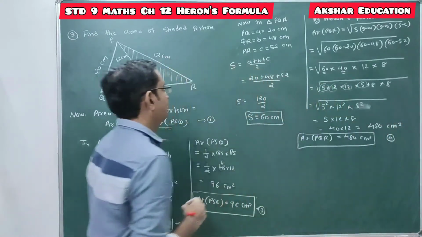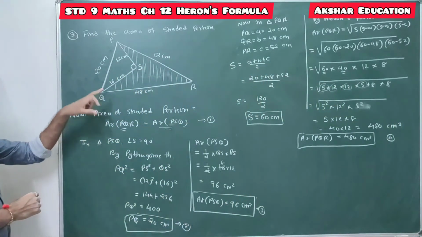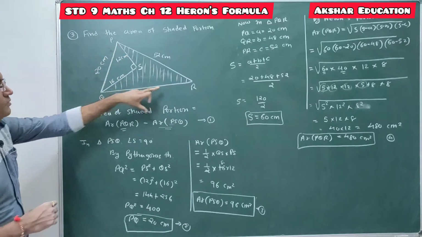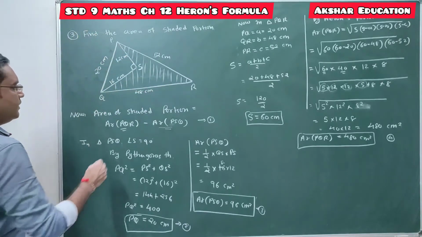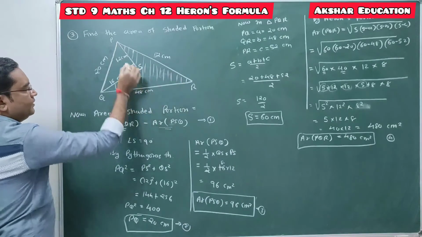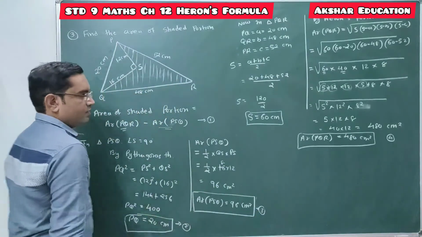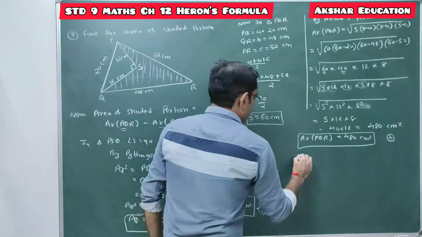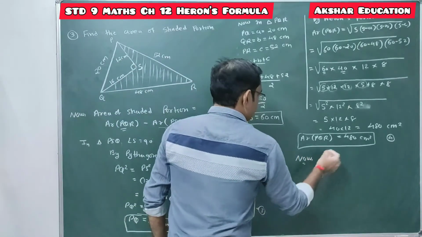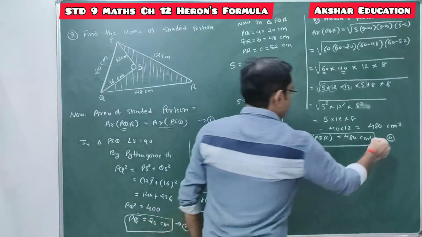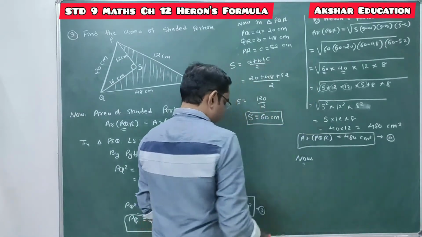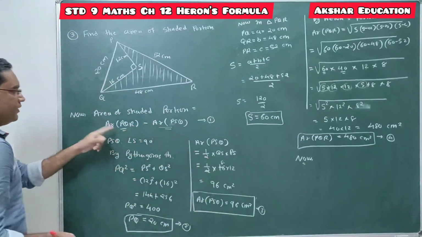What do you have to find? We have to find the area of the shaded portion. So what is the area of that shaded portion? Area of shaded portion is nothing but the area of triangle PQR minus PSQ. So our PQR is result 4 and PSQ is result 3. So now we get our answer by putting the values of result 3 and result 4 in equation number 1.